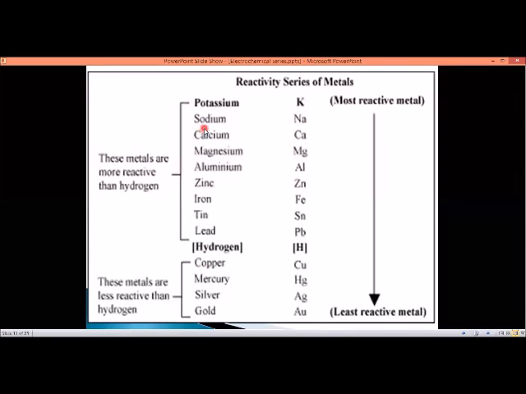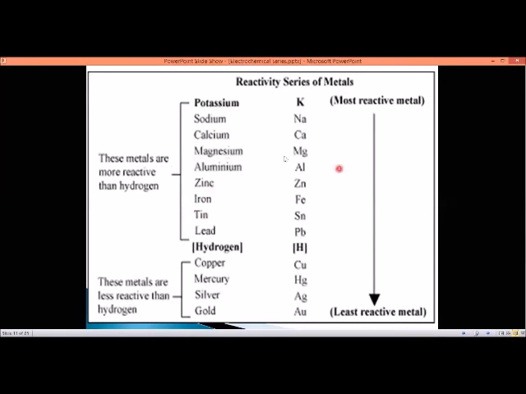Let's see here. If I have a combination of sodium and zinc, sodium will act as the anode because it will undergo oxidation. And what will zinc act as? Zinc will act as the cathode because it is undergoing reduction. So understand, children, the one lying above will undergo oxidation and act as the anode. The one lying below will act as the cathode and undergo reduction.